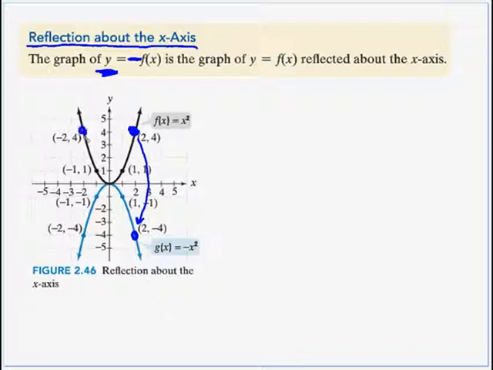Same thing over here. We have (-2, 4). If we take that y value and change its sign, negate it, it's now going to come down here and be (-2, -4). So every point that was above the x-axis is now below the x-axis. And on the other hand, if we had maybe a function that looked like this, points that were above the x-axis would of course be reflected below the x-axis. And if we have some points that are already below the x-axis, they would be reflected back up above the x-axis.